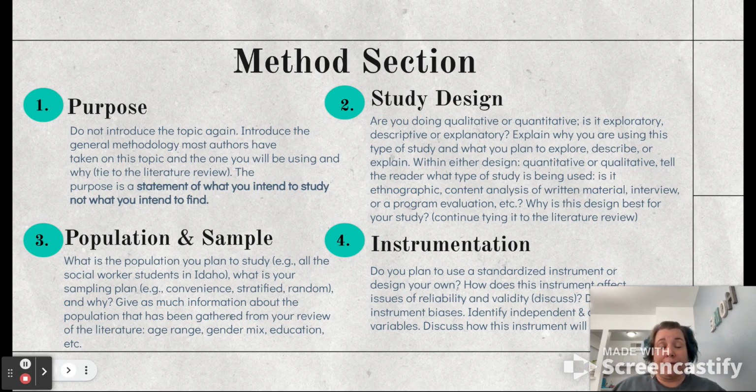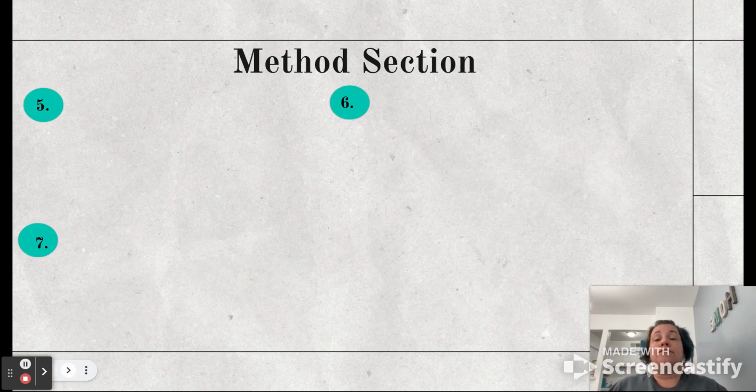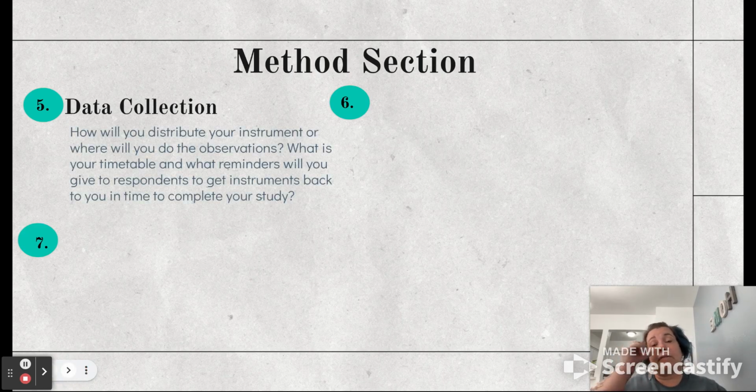It's okay to just have one instrument. It's okay to have a few instruments. You just don't want to have too much. Try to think a little more narrow for this. Then following that will be your data collection. So here you're going to explain how you plan to collect your data. So will the instrument be sent out via email? Will it be sent out in the mail? How are you going to collect that data back that you send out or that you collect?